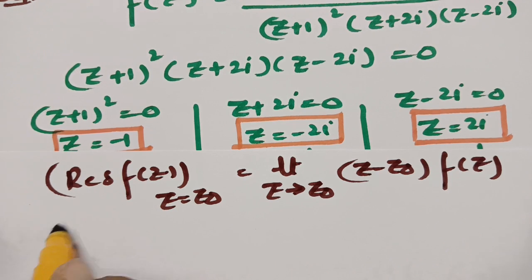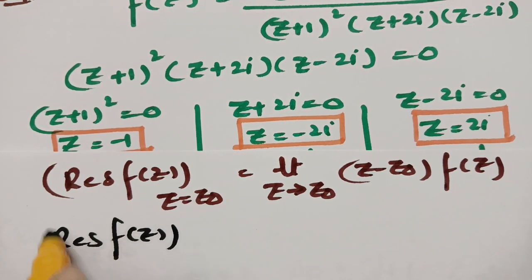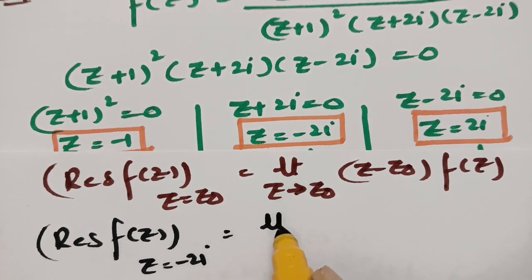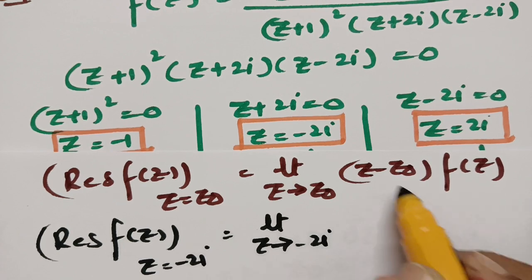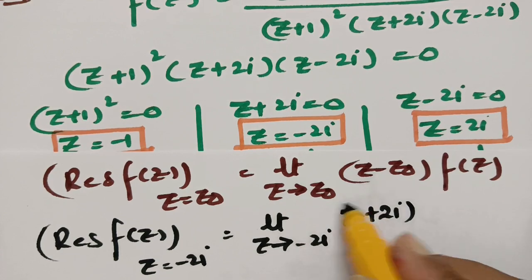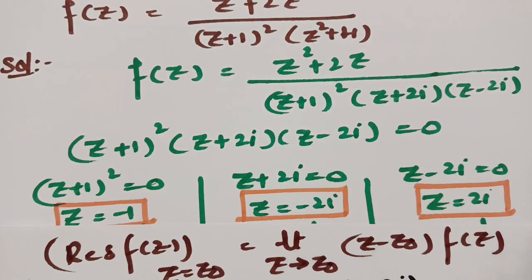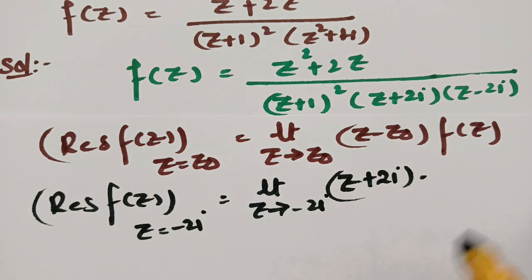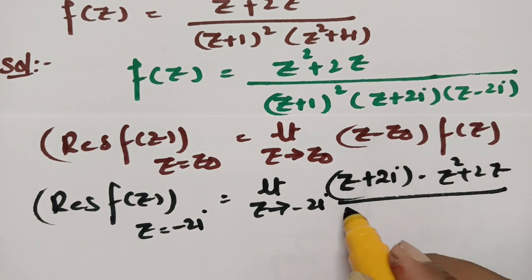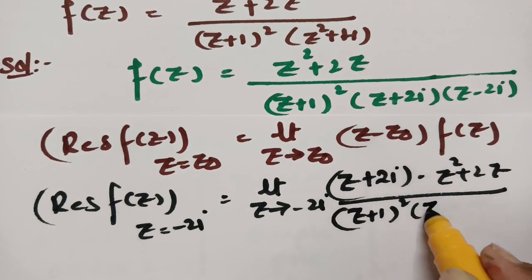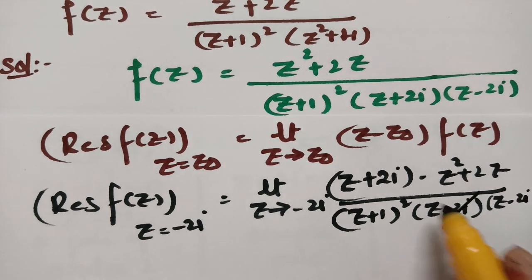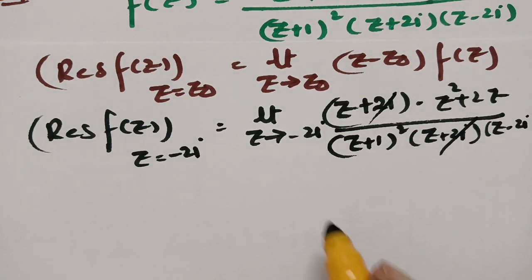So residue of the function at the point z is equal to minus 2i is nothing but limit z tends to minus 2i. In place of z naught, if I substitute minus 2i, this will be z plus 2i into the function value. What is our function value? It is z squared plus 2z by (z plus 1) square into (z plus 2i) into (z minus 2i). So z plus 2i, z plus 2i gets cancelled.